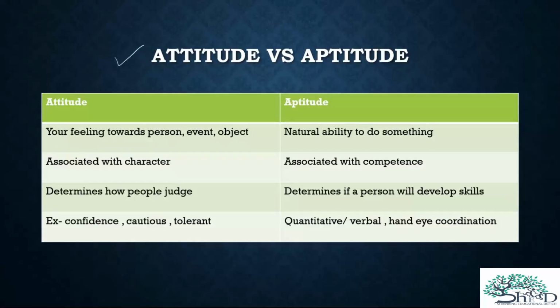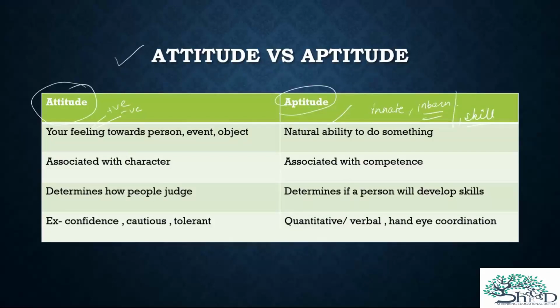So attitude is your positive or negative feeling towards a person, object, event or idea, or towards an environment. How you feel. Aptitude is your natural ability to do something. It's innate, it's inborn. Such things are called aptitude. You can also learn a skill.